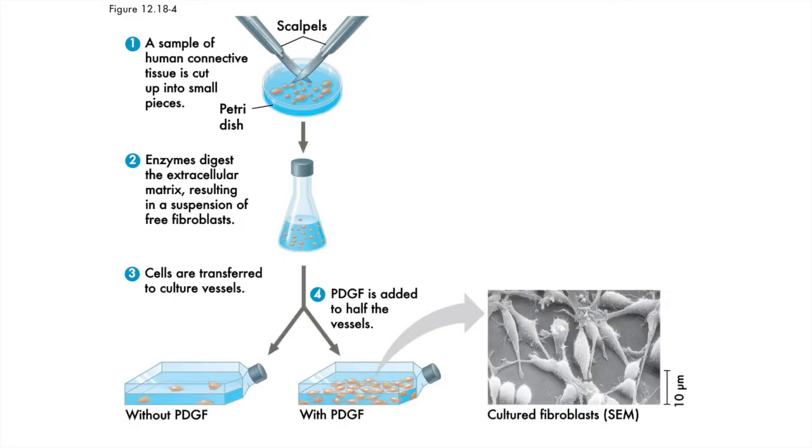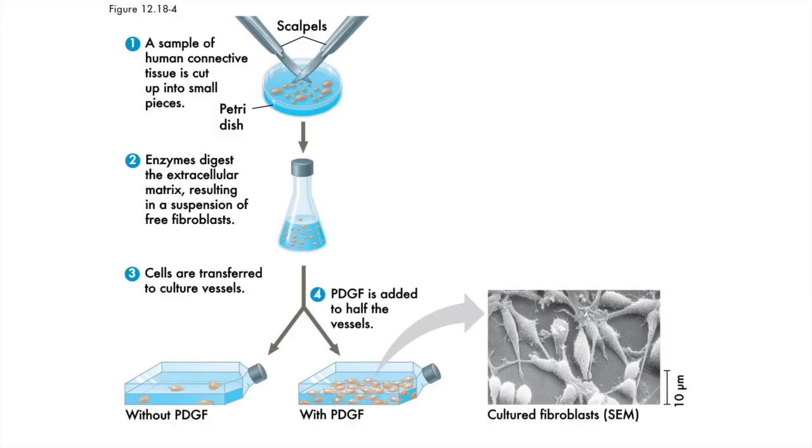Anyway, back to PDGF. We can culture, for at least a few rounds of mitosis, some types of human cells. If we were to take some human connective tissue, like cartilage or tendon, for example, and cut it up into small pieces, we could then digest the extracellular matrix and make a suspension of the cells called fibroblasts. If we put those fibroblasts into culture vessels and treat them with either PDGF or no PDGF, we would observe that the cells treated with PDGF will undergo mitosis.